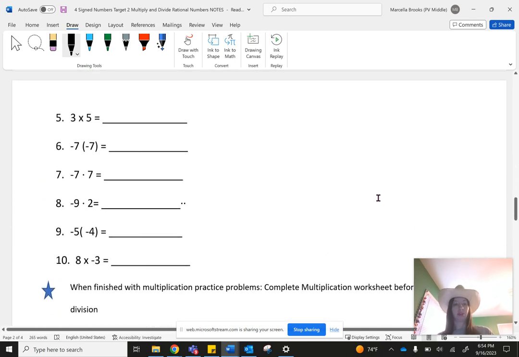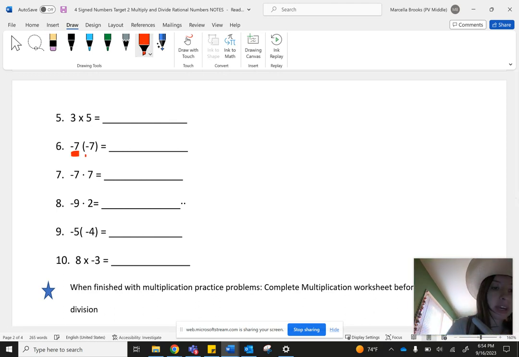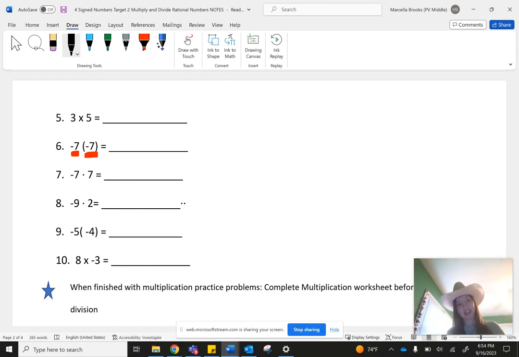Let's do number 6. We have a negative times a negative. So 7 times 7 is 49. And they're both negative. So is it going to be negative? No, it's not. It's going to be positive. Because if the signs are the same, it's going to be positive. So even if it's two negatives, it'll make a positive.